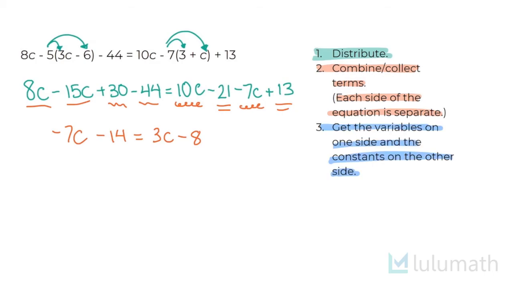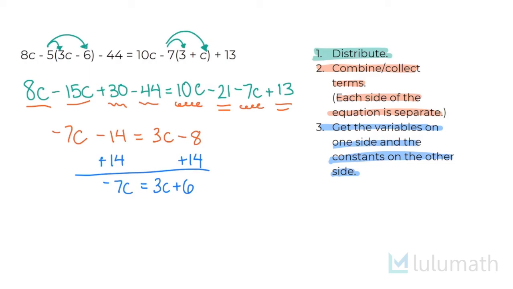Great. So now I want to get the variables on one side and the constants on the other side. So I'm going to get my constants together on the same side first. So I'm going to get rid of this minus 14. Now to get rid of the minus 14, I would add 14. And whatever I do to one side, I would do to the other side. So negative 8 plus 14 gives me 6. And then I just copy down the 3c and the negative 7c. And this is a positive 6, so I'll put plus 6.